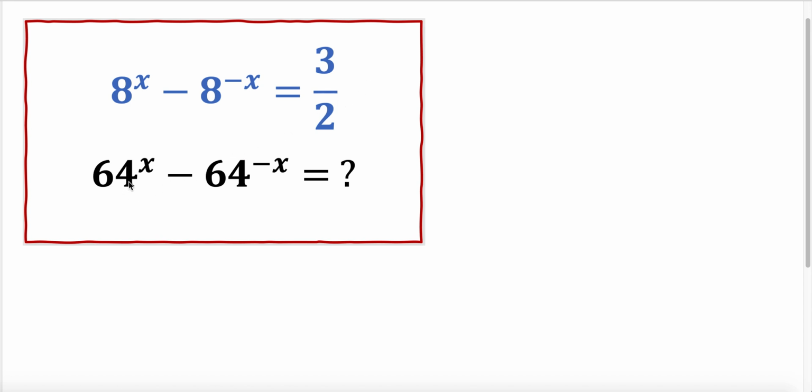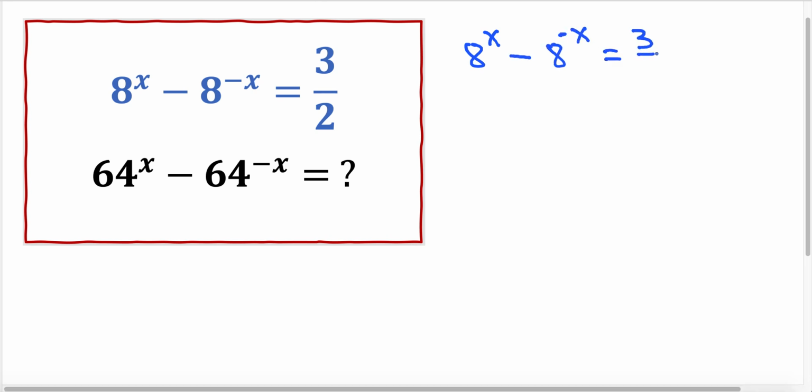Solve the equation 64^x − 64^(−x) with a given condition here. So first of all, let me find x from the first equation. We have 8^x − 8^(−x) is equal to 3 divided by 2. Let's substitute.